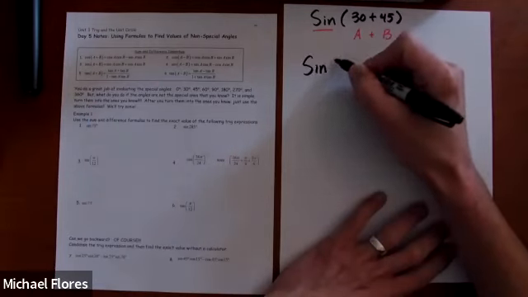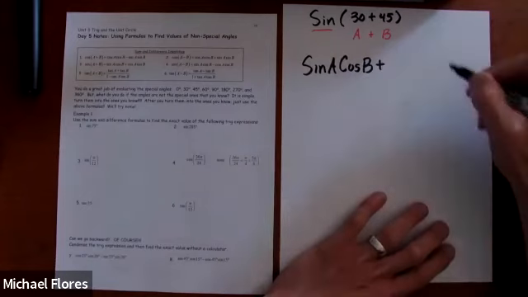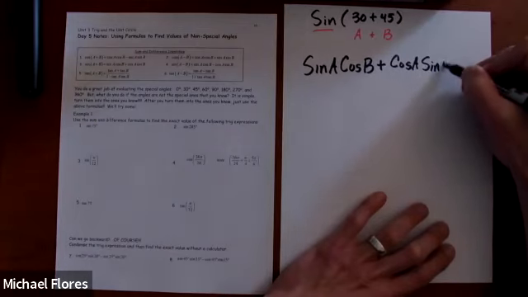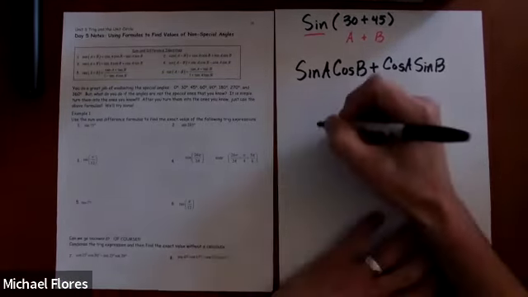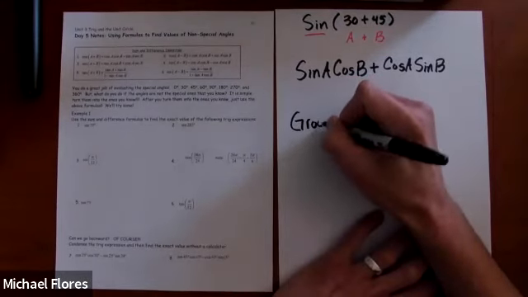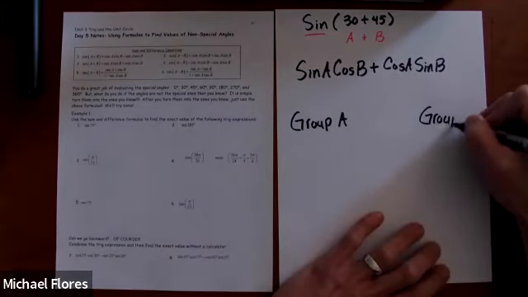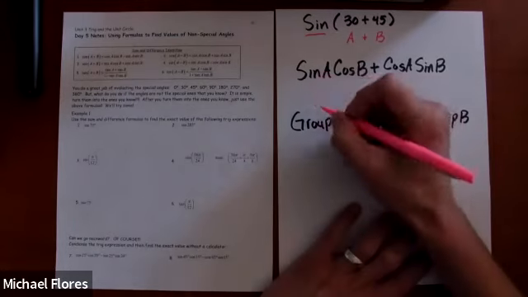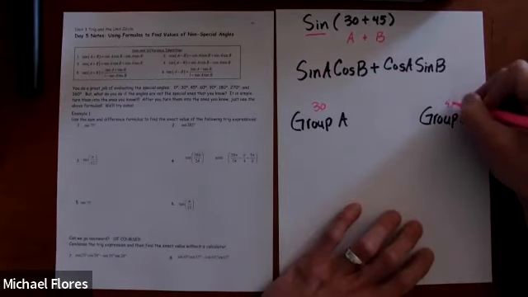Why did I say that weird? Write that down now. Sine A cosine B plus cosine A sine B. All right, now we know what formula we're going to use. What I'm going to do, I think this helps, is we're going to set up group A. We're going to set up group B. And I'm going to write myself a little note here that for group A, we are using the 30-degree reference angles. And for group B, we are using the 45-degree values.